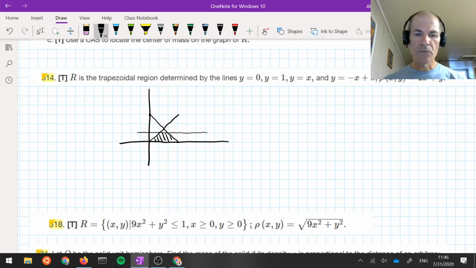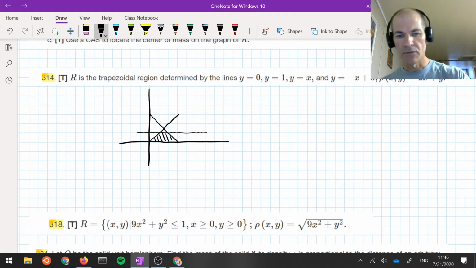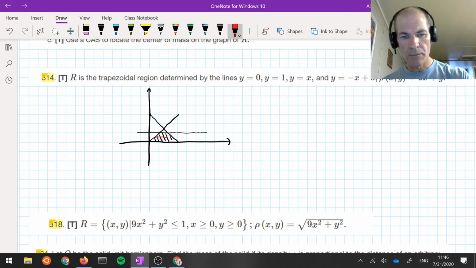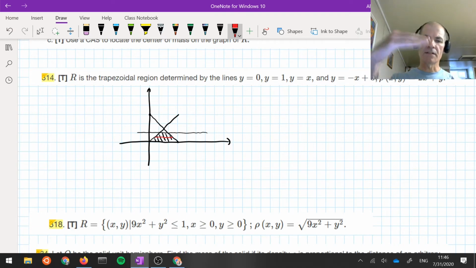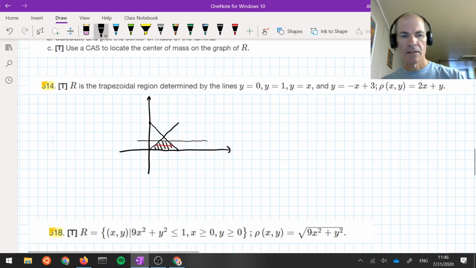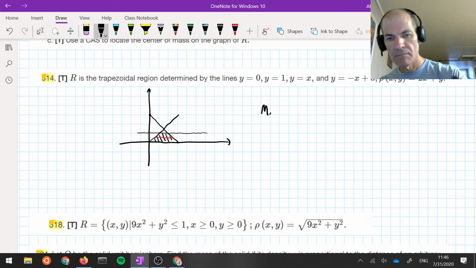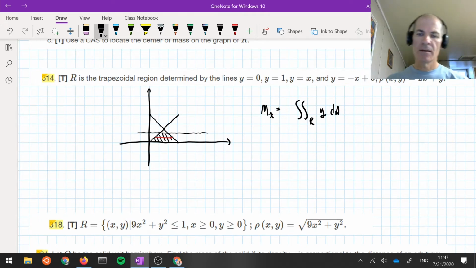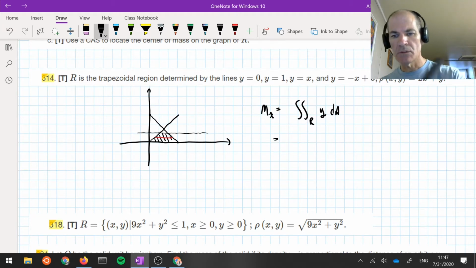I'm thinking that we should integrate in the x direction first. Why? Because in the x direction, we're going to go from one curve on the bottom to one curve on the top over the entire span of this region. All right, so remember to compute Mx, we need to compute the double integral over R of y. Don't forget that this is y dA. And we've decided that we're going to integrate with respect to x first and then with respect to y.